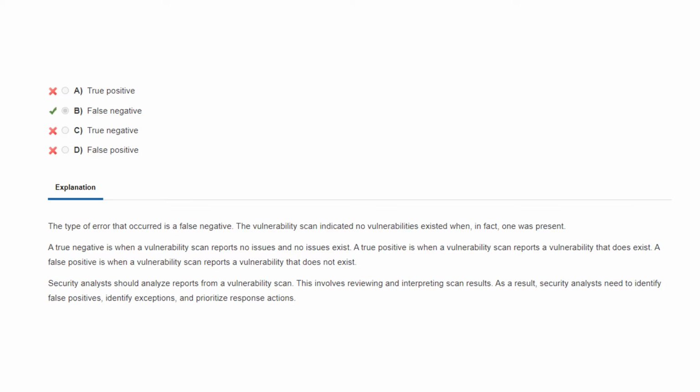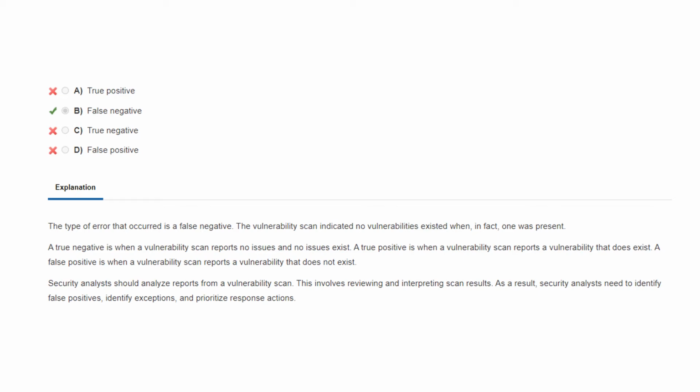The correct answer here is B, false negative. The type of error that occurred is a false negative. The vulnerability scan indicated no vulnerability existed when in fact one was present. A true negative is when a vulnerability scan reports no issues and no issues exist. A true positive is when a vulnerability scan reports a vulnerability that exists. And a false positive is when a vulnerability scan reports a vulnerability that does not exist.